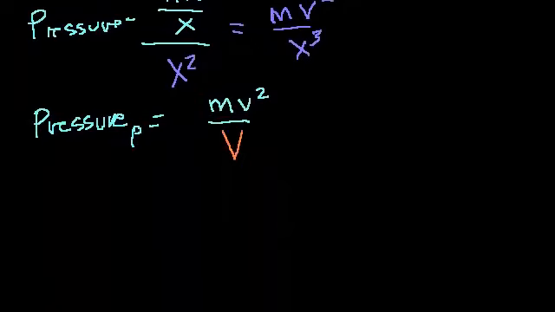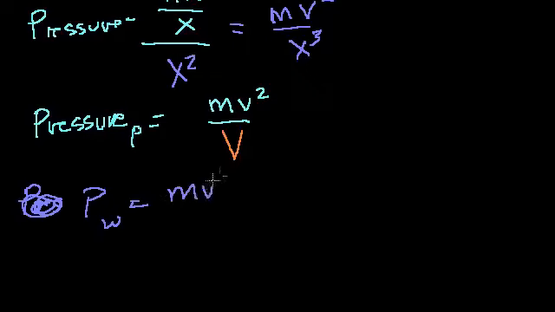So if we want the total pressure on that wall, I'll just write pressure on the wall. Total pressure on the wall is going to be the pressure from one particle, mv squared over our volume, times the total number of particles hitting the wall. So times n divided by 3, because only a third are going to be going in that direction. So the total pressure on that wall is equal to mv squared over the volume of our container times the total particles divided by 3.